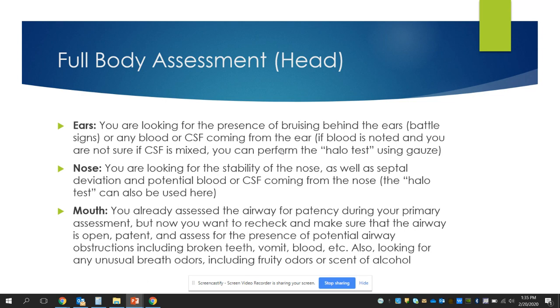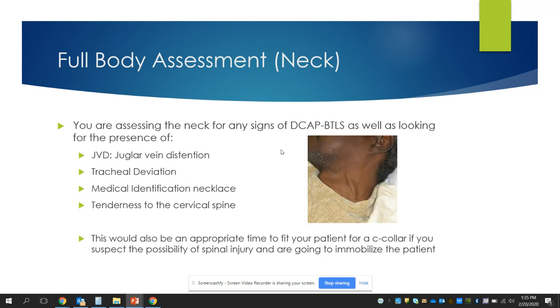Same thing can be done there at the nose. We're also looking for stability of the nose and septal deviation. And then at the mouth, you should have already assessed the airway here to make sure the airway is open and patent. But here you can also check for any specific injuries to the mouth, any blood, broken teeth, vomit, and also unusual odors like fruity odors or the scent of alcohol.